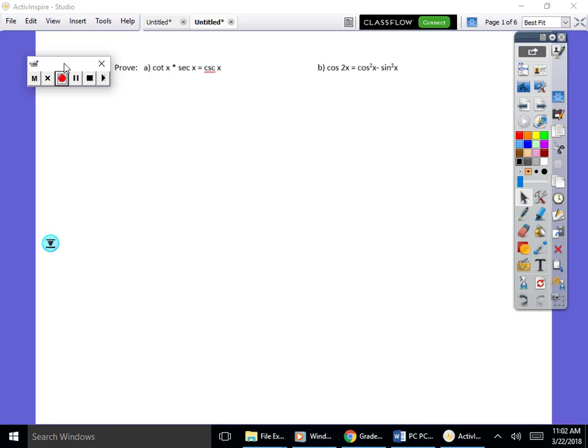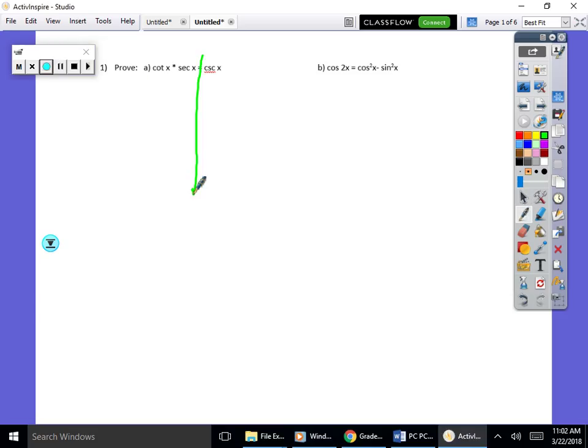Okay, let's look at problem number 1. Remember when you're trying to prove, you rewrite one side and one side only. So I'm going to rewrite this side because it's more complicated.